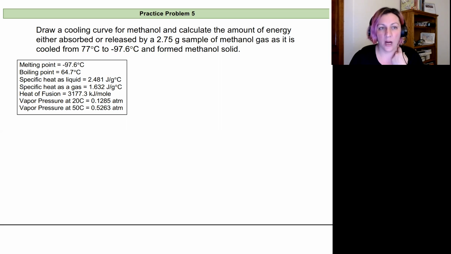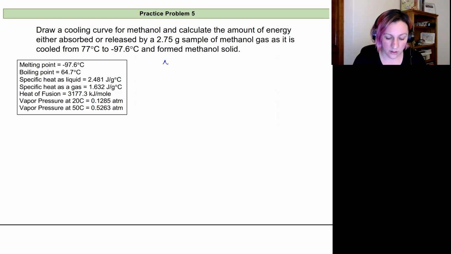So in this problem, we're asked to draw a cooling curve of methanol, and to calculate the amount of energy that'll be absorbed or released by a 2.75 gram sample of that methanol gas as it cools from 77 degrees Celsius all the way down to negative 97.6, and it's a solid. Now, you note that the melting point that's given is negative 97.6 as well. So that means it's going to go through that phase transition of freezing and then stop once it's a solid. So let's draw this curve first, and then we'll dive into the calculation itself.